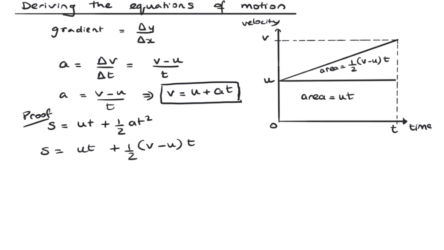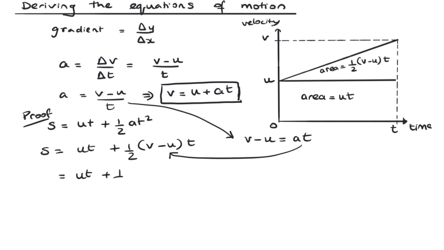Now what we can do is simply replace. We already got the first term ut, but we need to get rid of the v minus u from here, and we know that from the first equation, v minus u can be written as a times t. So I'm going to put that in here. So s is equal to, therefore, ut plus half a t times t, so t squared. Okay, so really simple proof, and in two steps you can actually just do it.